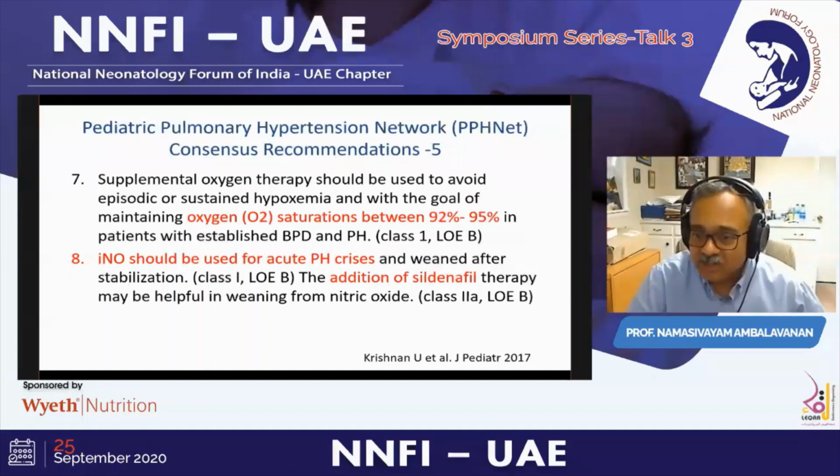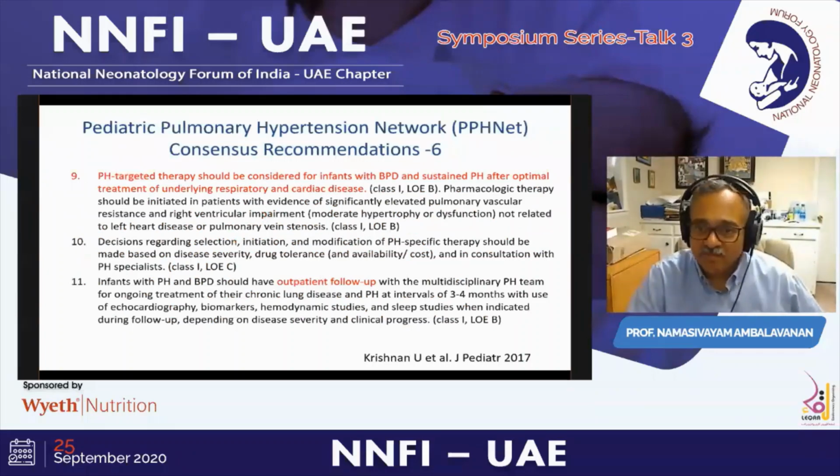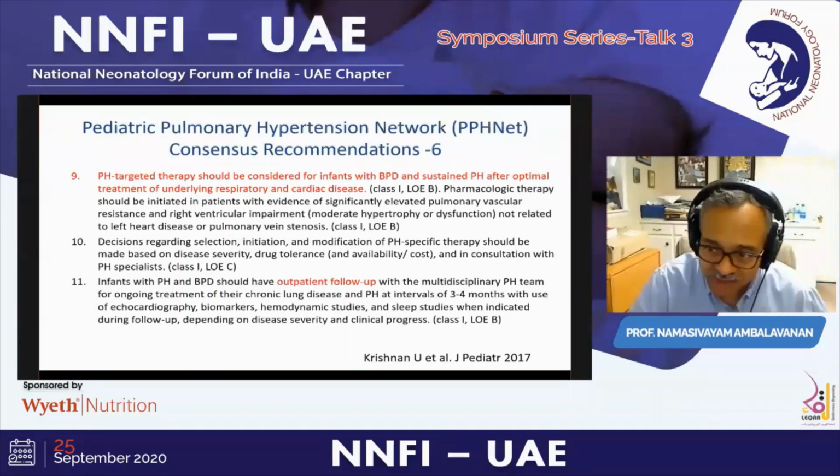So nitric oxide should be used for acute pulmonary hypertensive crisis and weaned after stabilization. And what we usually do is, once they start nitric oxide, we give it for a week or so. And if the infant is showing improvement, then we add sildenafil therapy. I'll come to the doses in a little while. pH-targeted therapy should be considered for infant BPD and sustained pulmonary hypertension after optimal treatment. These infants should have outpatient follow-up. Just because we as neonatologists take care of these infants doesn't mean that once they go home, they are fine. Most of these infants, like I will discuss briefly, will still have persistent problems. They need to be followed up by a specialist.